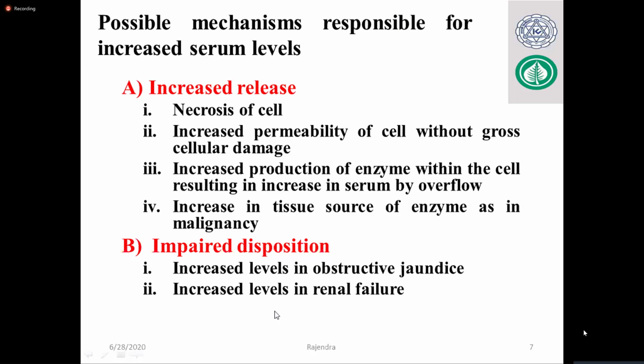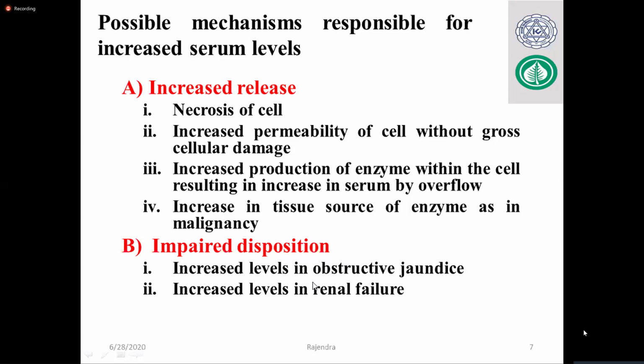Sometimes impaired disposition is another reason. That means the production is normal, but disposition or accumulation is high. Increased level in obstructive jaundice: suppose there is obstruction in our gallbladder due to cholelithiasis. That time there is a chance of accumulation of bilirubin, and if we measure bilirubin high, that means there is obstructive jaundice, and bilirubin is a marker of jaundice.